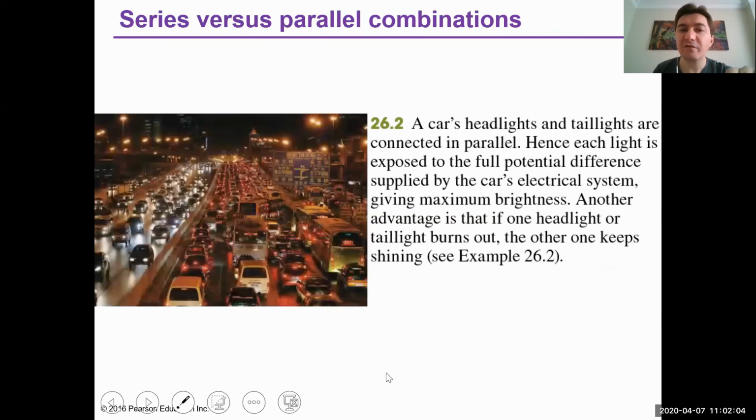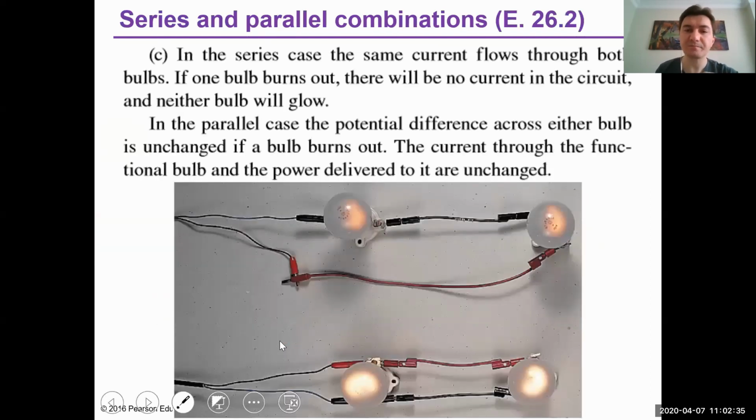Here we have a very common application of parallel connection: the headlights and tail lights in cars. Each light is exposed to the full potential difference supplied by the car's electrical system, giving maximum brightness due to the parallel connection. Another advantage is that if one headlight or tail light burns out, the other one keeps shining, okay? In the cars. So, same example.